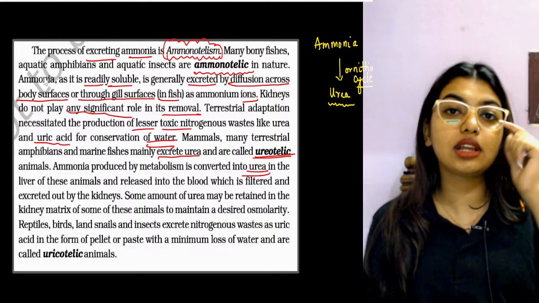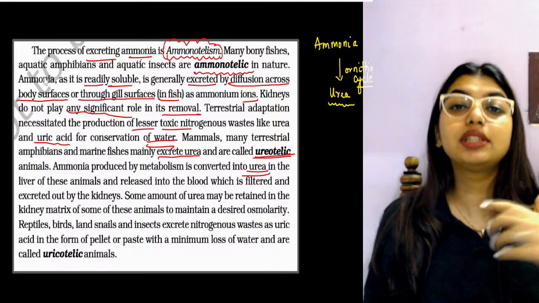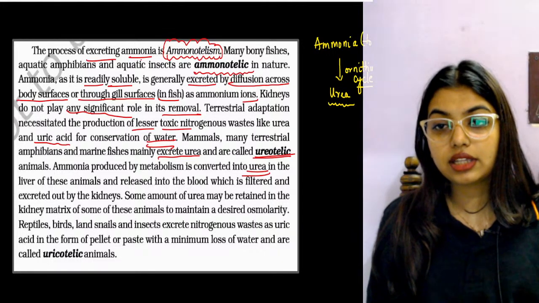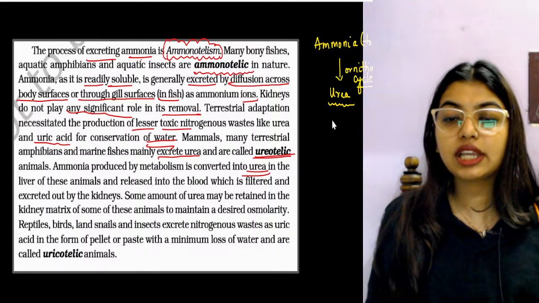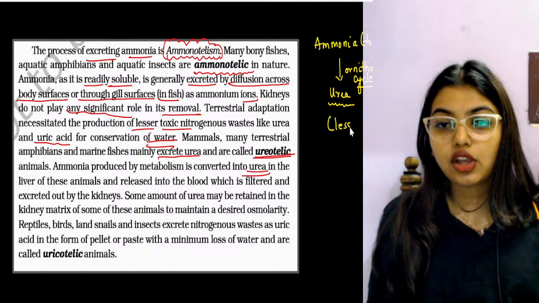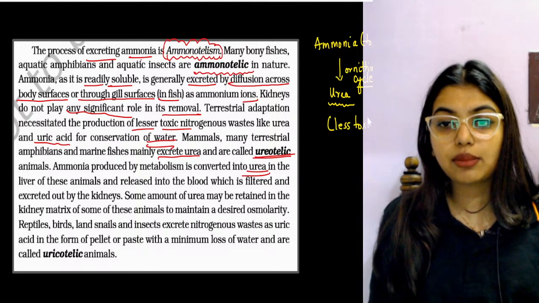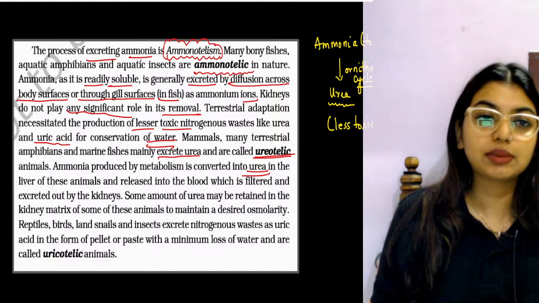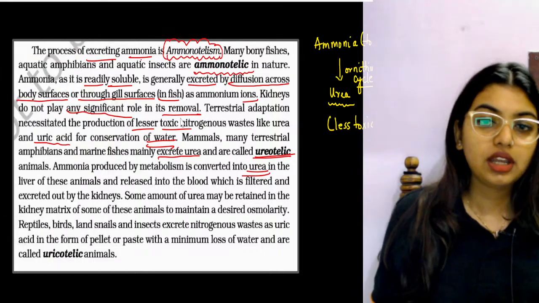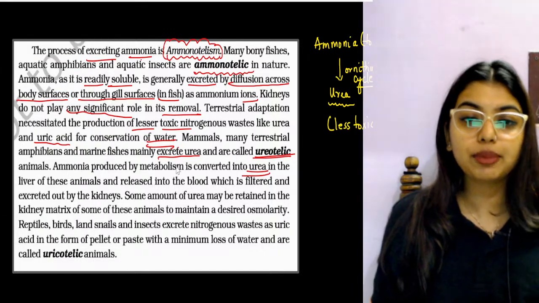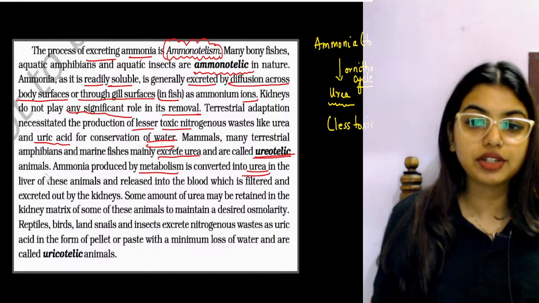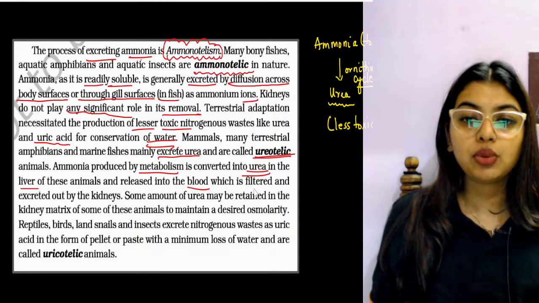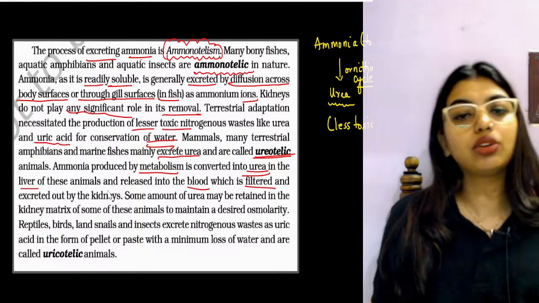Now students, why is this conversion done? For the simple reason that ammonia is very toxic. Yes or no? Ammonia is very toxic and urea is less toxic. So if a very toxic substance is in our body, then definitely our job is to convert this toxic substance and make it less toxic. So in ureotelic animals, ammonia produced by metabolism is converted into urea in the liver and released into blood, which is filtered and excreted out by the kidney.